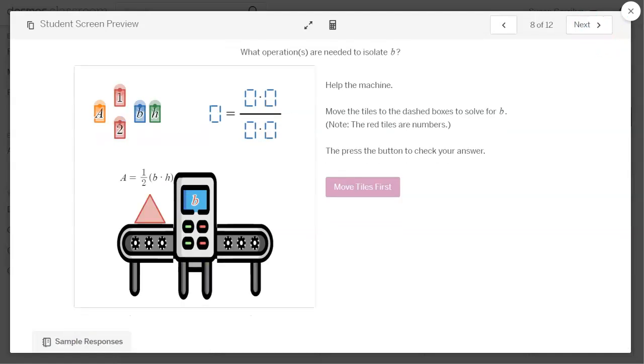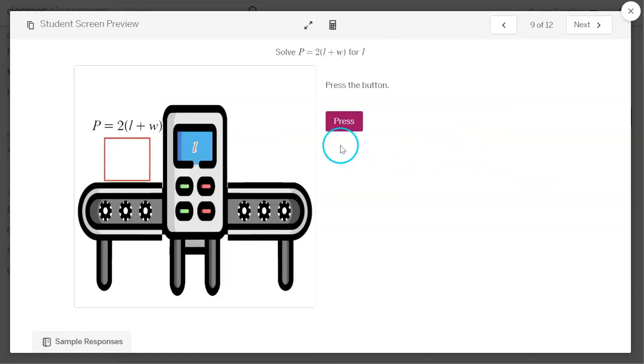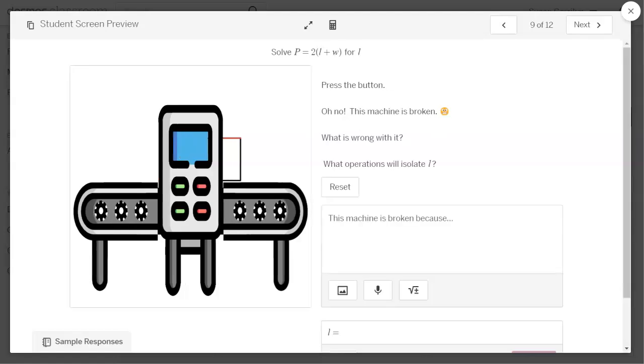This one, I'm asking them what operations are needed to isolate the B. The formula is actually right there to the left of the machine. That is the area of a triangle, and we're being asked to isolate B. Now this particular problem, when they press the button, the machine is broken. So this is incorrect. So what is wrong with this expression? What did they do wrong?